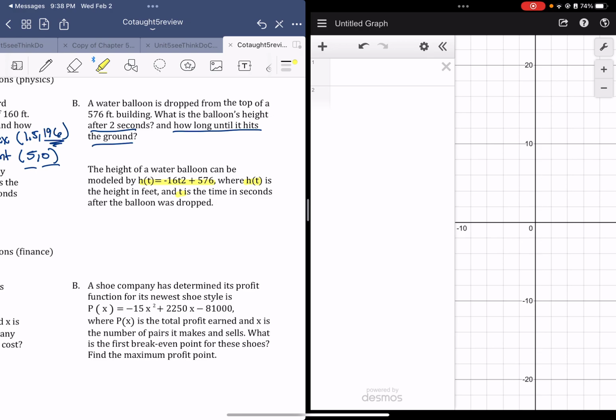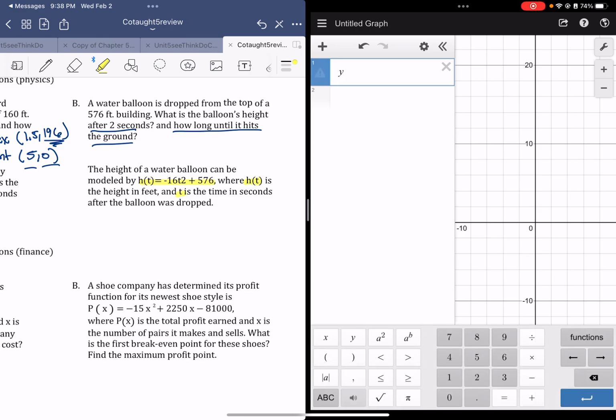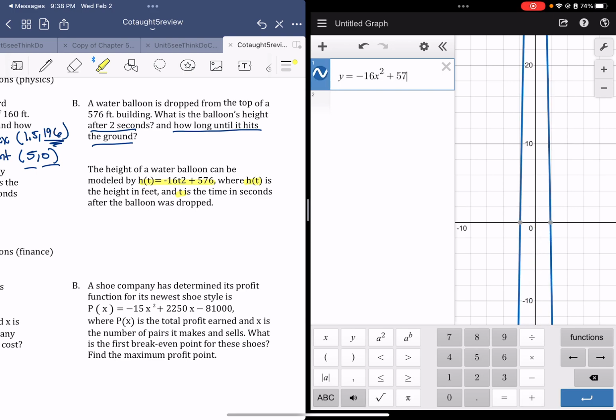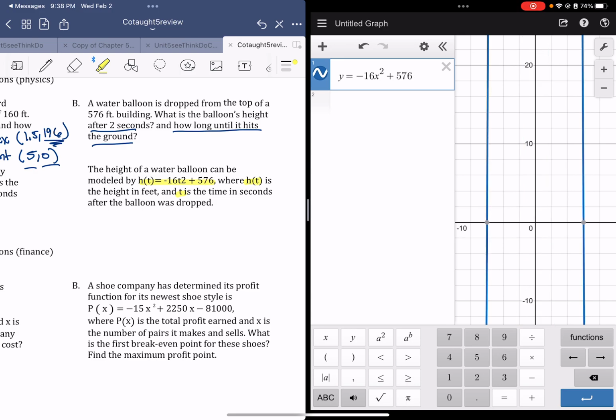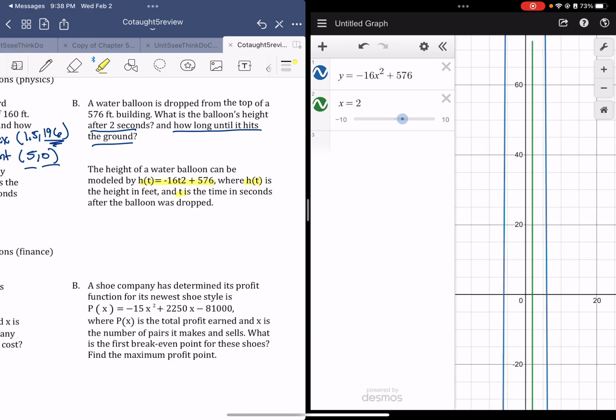All right, so I'm going to put my equation in. Y equals negative 16x squared plus 576. First of all, they say, what is the balloon's height after 2 seconds? So they're giving us an actual number, and that number is a time. So I'm going to write that other equation. My time is an x. So I'm going to say x equals 2. Now I'm going to see where these two lines meet.